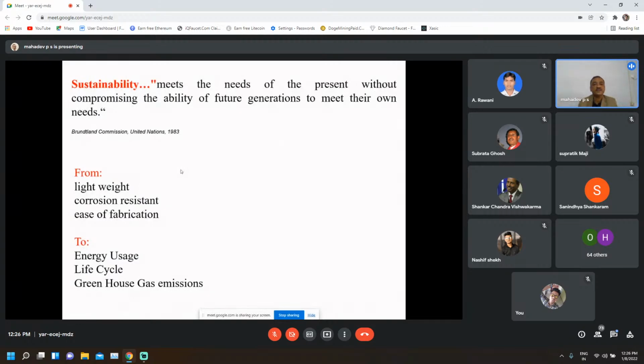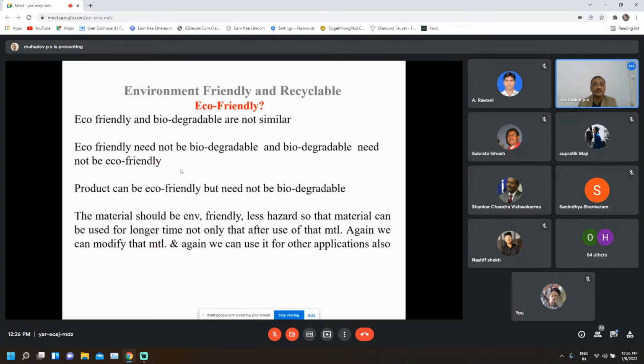Sustainability is nothing but meeting the needs of the present without compromising the ability of future generations to meet their own needs. So we have to look from lightweight, corrosion resistance, ease of fabrication, to energy usage, life cycle, and greenhouse gas emission. Eco-friendly and biodegradable are not similar. Eco-friendly need not be biodegradable, and biodegradable need not be eco-friendly. A product can be eco-friendly but need not be biodegradable.